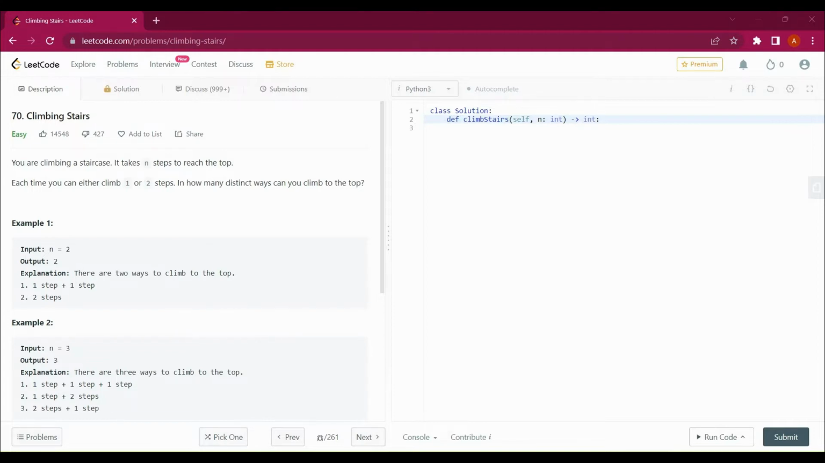And the question states that you are climbing a staircase. It takes n steps to reach the top. Each time you can either climb one or two steps. In how many distinct ways can you climb to the top?